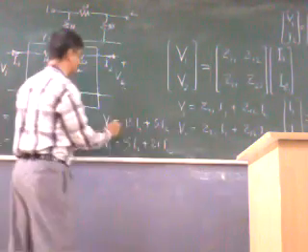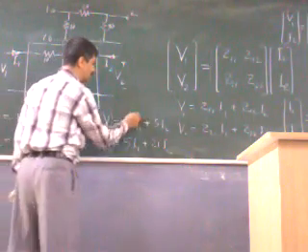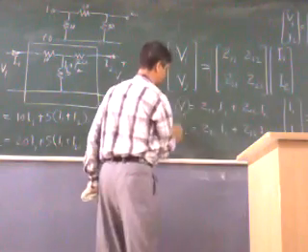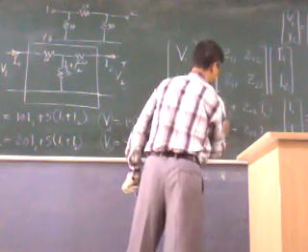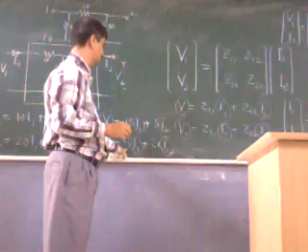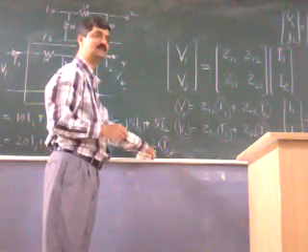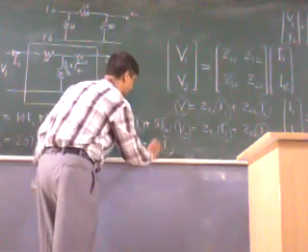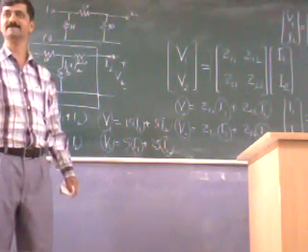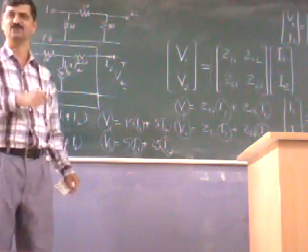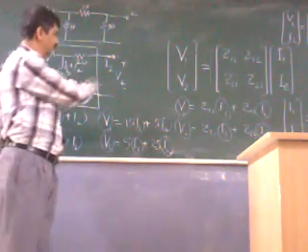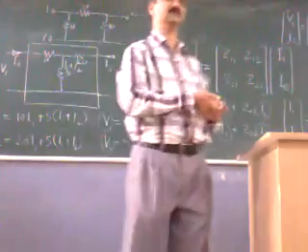So I got the same thing. Position V1 V2, I1 I2, same. Means Z11 is 15, Z12 is 5, Z21 is 5, Z22 is 25. So I got the same values by different ways. By different ways you must get the same values. Correct? So using this you can compute all possible things.